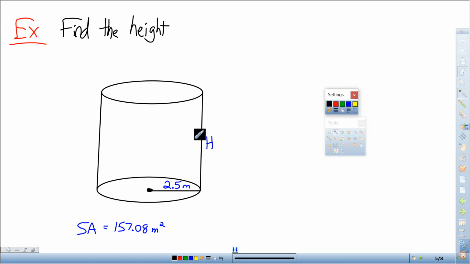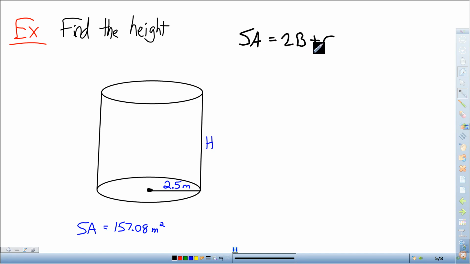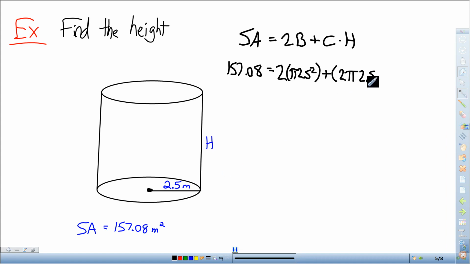Okay, so first things first, let's write out our formula and figure out what's going on here. Surface area equals 2 times area of base plus circumference times height. The reason I'm starting with this is because we know the surface area on these problems. They're giving it to us. They're saying it's 157.08. Inside the parentheses, we need to solve for height, so we plug in what we know. So 2 times the area of the base, pi r squared, so pi 2.5 squared, plus the circumference, which is 2 pi r, so 2 pi 2.5, times the height, which is what we don't know. So what we're ultimately solving for is height.